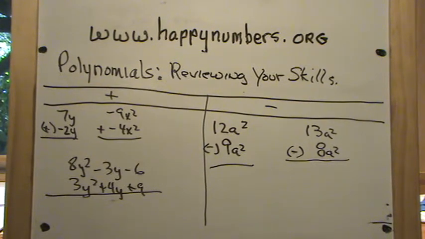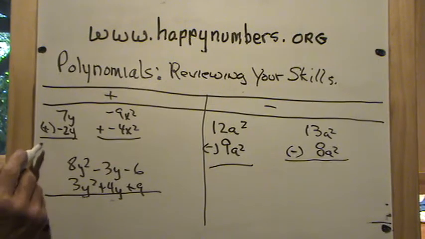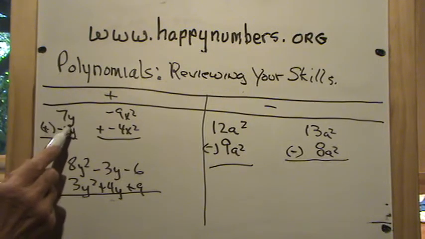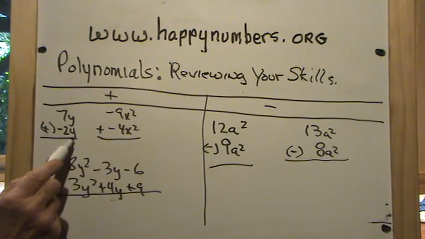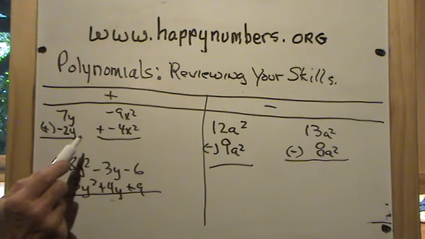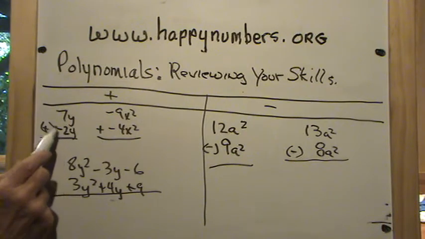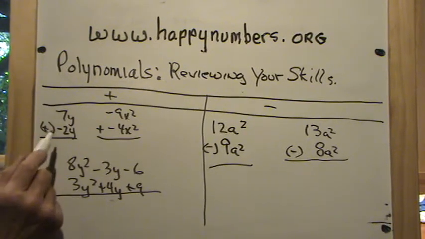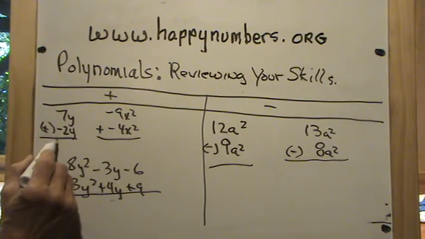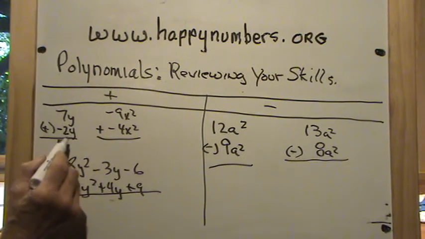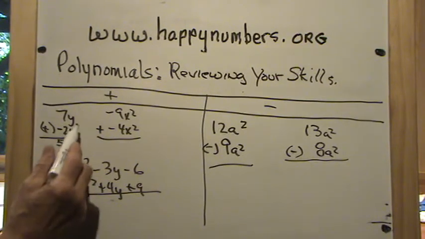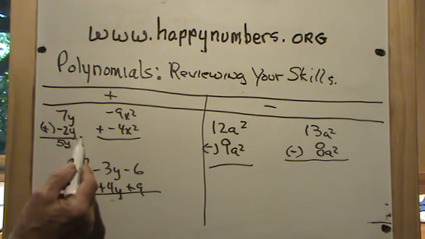Okay, well, let's take this addition problem first here. We have 7y and negative 2y, okay? And the variables are the same, so all we do is add the coefficients. And 7 and negative 2 would give us a positive 5y. Since it's addition, we don't do anything to the variable.